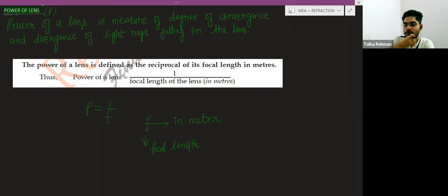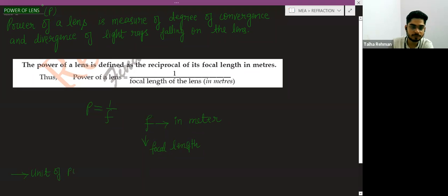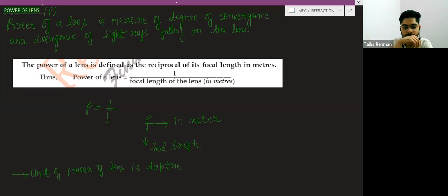What is the unit of power of a lens? Unit of power of a lens is a diopter. Yeah, good, Martin. Unit of power of a lens is diopter.